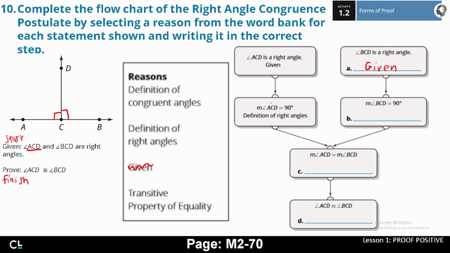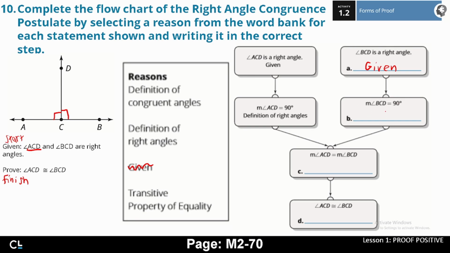The next up, it says the measure of angle ACD is equal to 90 degrees. And why? That's the definition of a right angle. So we said right above it that ACD is a right angle. What does that mean? That means it's 90 degrees. So we write that it's equal to 90 degrees. Why? Because it's the definition of a right angle.